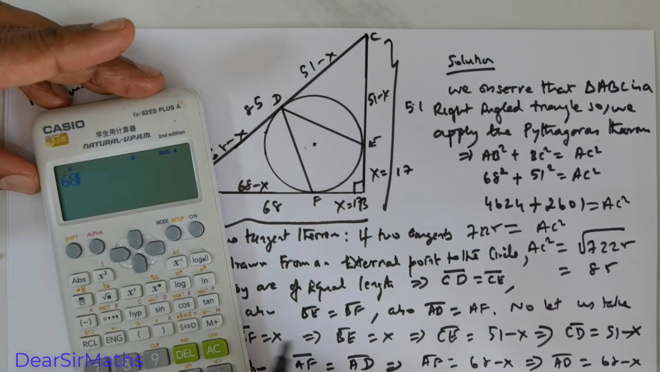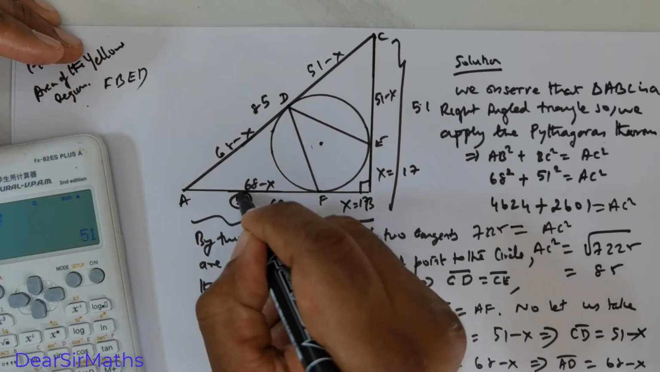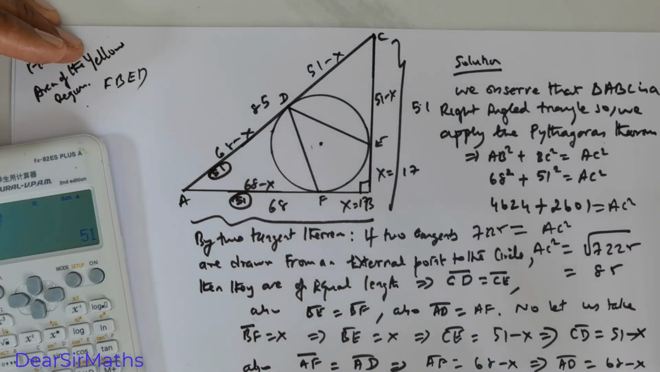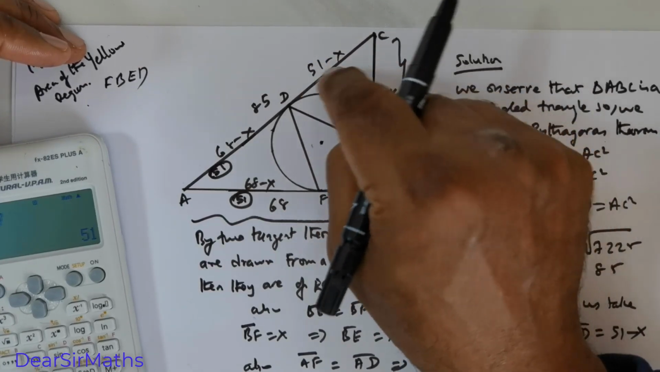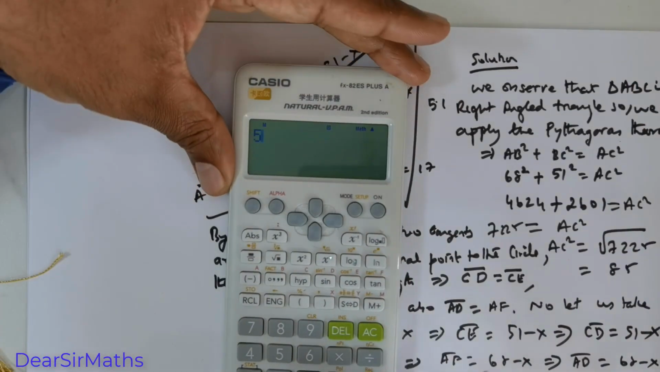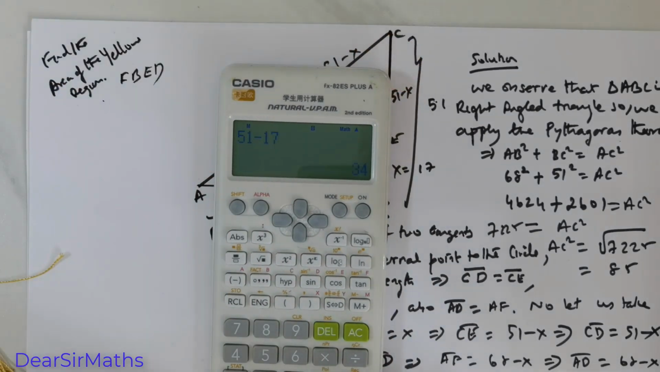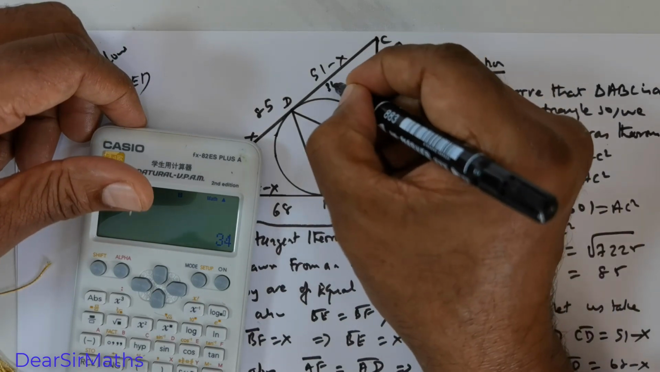So take a calculator. 68 minus 17, 51 units. So that means this side is going to be 51 units and this side is going to be 51 units. Now that's going to be required. Of course, I can also get the value of these two sides. So from 51, if I were to take away 17, what do I get? 34. Okay, this side is 34 units, this side is 34 units.